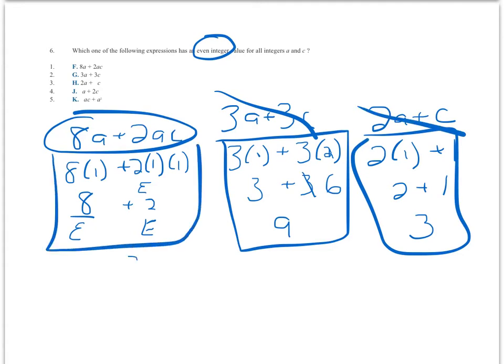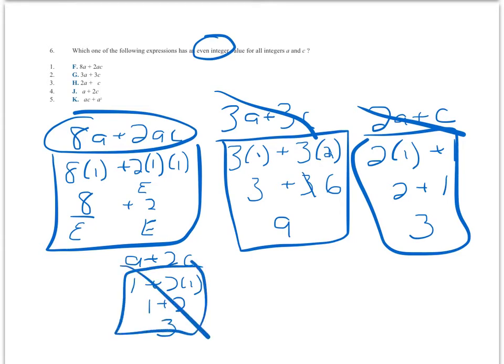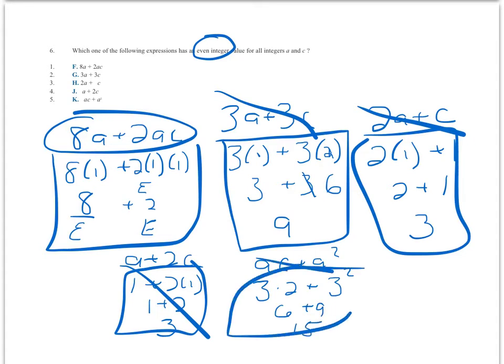Let's try A plus 2C. I could put a 1 in here and a 1 in here. I get 1 plus 2, which is 3. That didn't work. And then finally, a times c plus a squared. If I put in a 3 times a 2, I get 6 plus 9, which is 15. So this one is the only one that appears like it's going to work. Hate that problem with a passion.